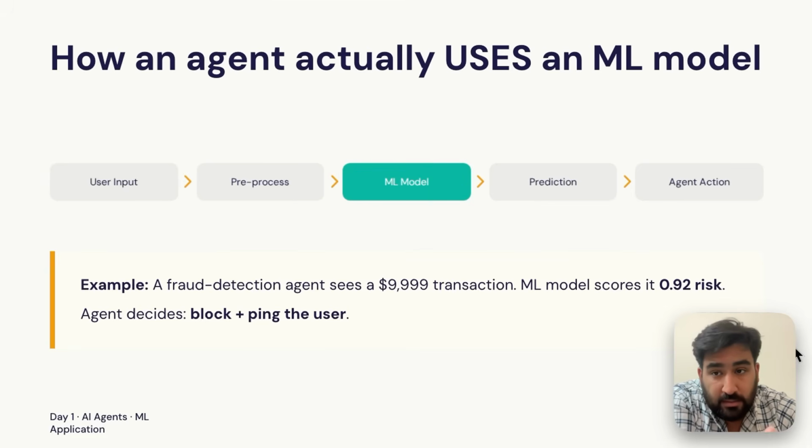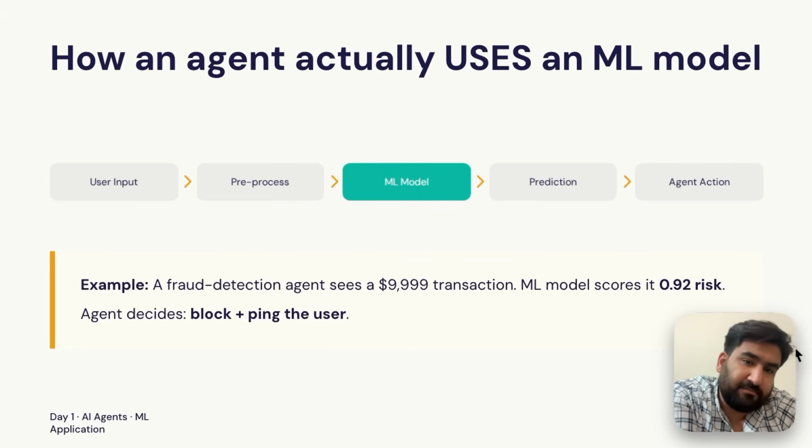So the agent has its brain telling it that, okay, this is a 92% risky transaction. Based on that, the agent has to decide and do something. The model is not going to decide. The model has just given you output. The model is like a dead, non-living thing. It just gives you the output of 0.92. Use this 0.92 and do something.